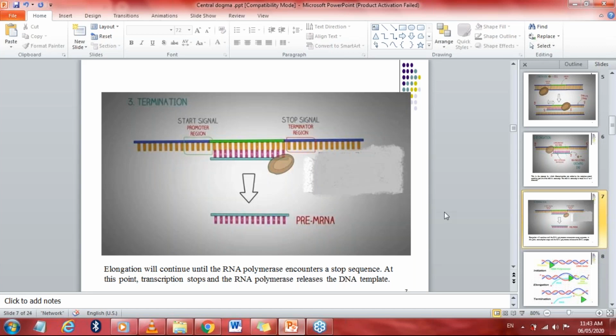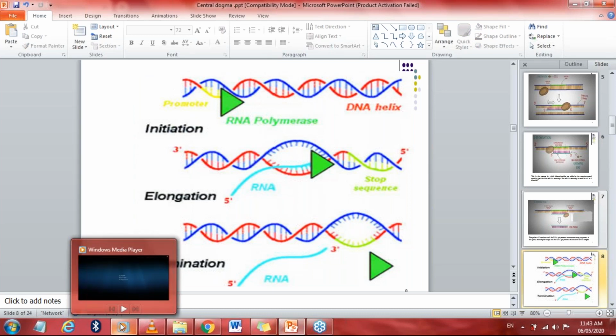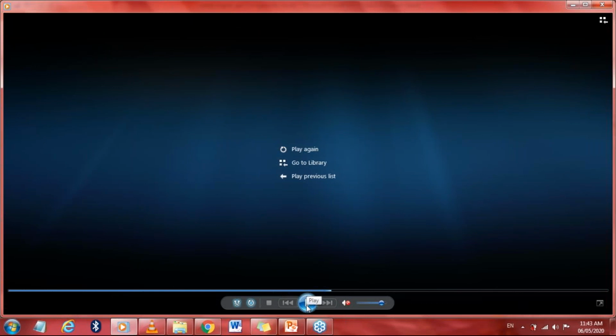So you only have to learn that in the initiation process there will be one promoter region. RNA polymerase comes from that promoter region and will unwind the DNA. After unwinding, it will make a new RNA molecule, and this process continues until it reaches the termination codon. Now we will see it in the video, so we will be able to understand it.